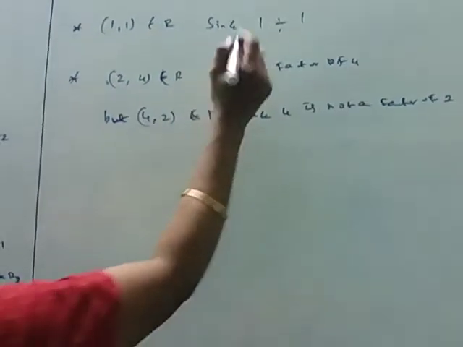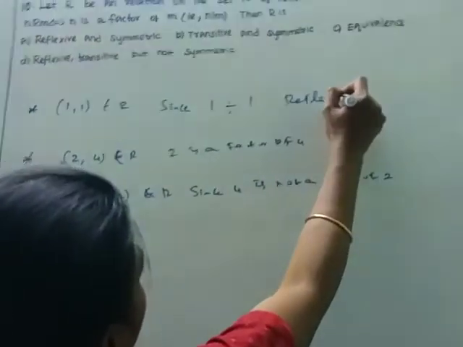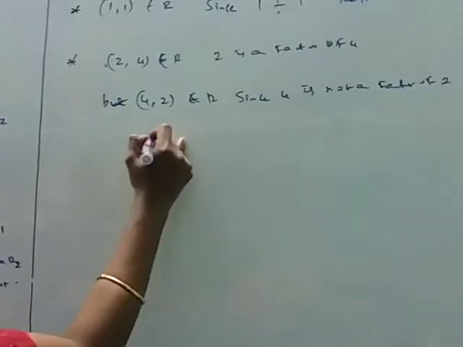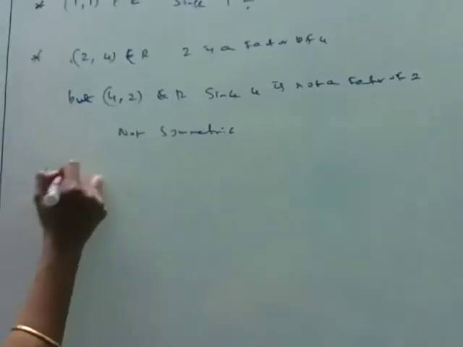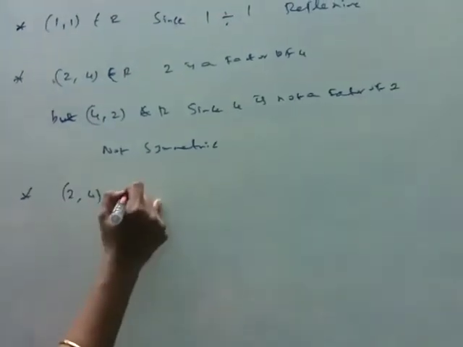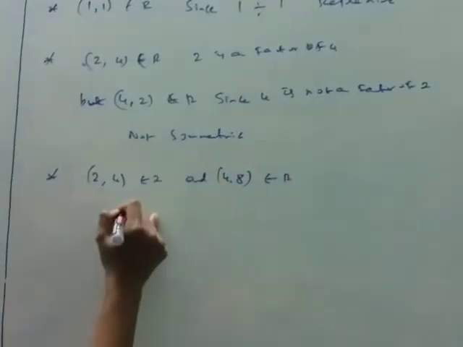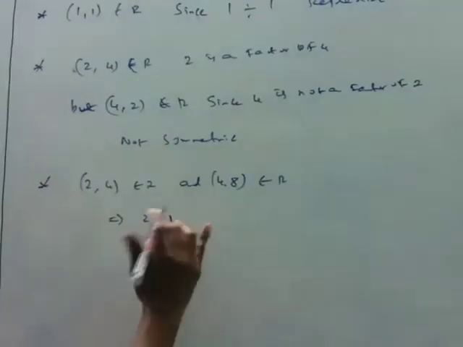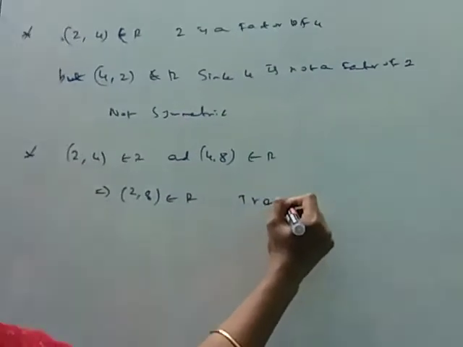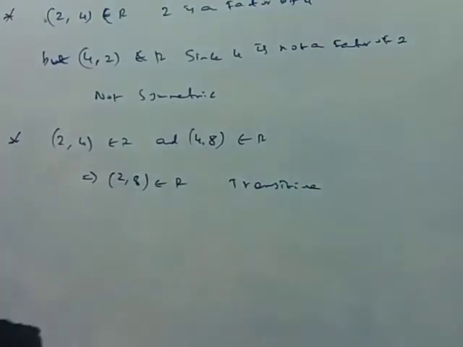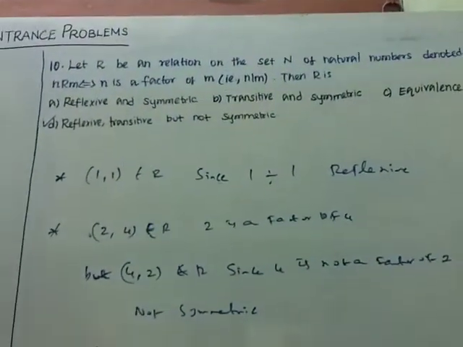Therefore, not symmetric. So here you have 1 divides 1, so reflexive will hold. Here not symmetric. And here (2,4) belongs to R and (4,8) belongs to R implies (2,8) belongs to R. So transitive happens. So it is transitive. So only reflexive and transitive, but not symmetric.